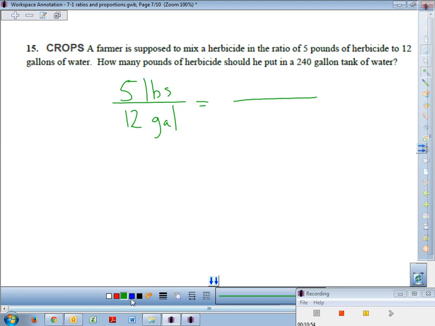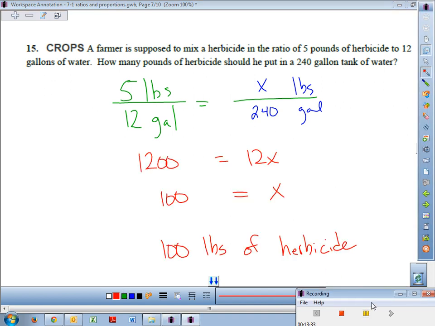If this is pounds over gallons, this guy's got to be pounds over gallons. They say he's got a 240 gallon tank, so that goes down here, and we call that X. Once you pause the video, solve, and make sure you label your answer. And hopefully, when you cross multiplied, you got 1200 equals 12x, so x equals 100, meaning that's 100 pounds of herbicide. Don't just say 100 pounds. 100 pounds of herbicide, like answer the question.